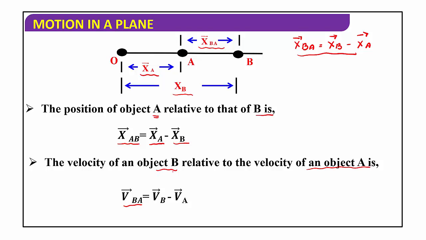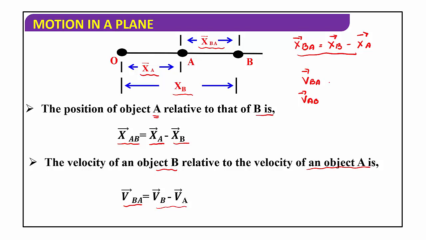Object B relative to object A, so we have to write VBA. Suppose if the sentence is object A relative to object B, then we have to write VAB. Right? So now VBA equals vector VB minus vector VA. Is it clear? Yes. How to write relative velocity? If you are going to compare B with A, then we have to write VBA. If you are going to compare A with B, then we have to write VAB.